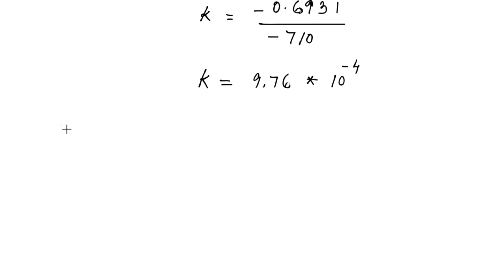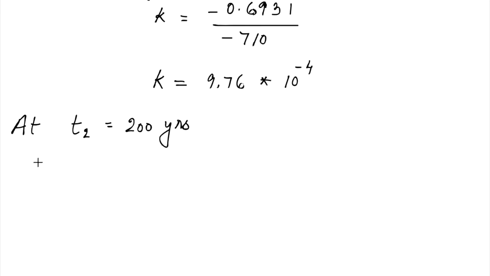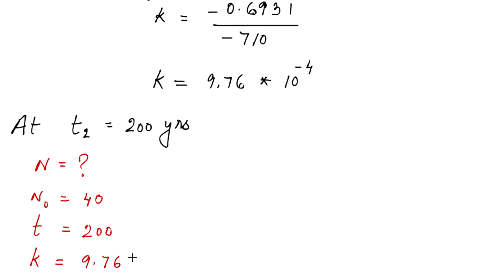Now we still have one more part to work on. We have to find out the final value, right? So now we're going to take into consideration the next time period given in the question. T2 equals 200 years. Now what do we have? We need to find out the final value N. So that's a question mark. We have our initial value N naught as 40 grams. We have our time. This time it's 200 years. We also have the decay constant k, which is 9.76 times 10 power minus 4.